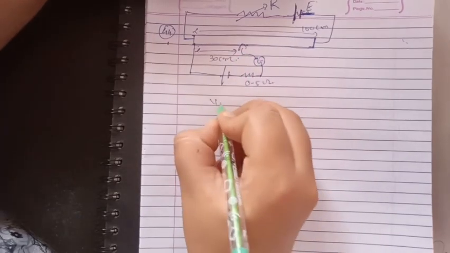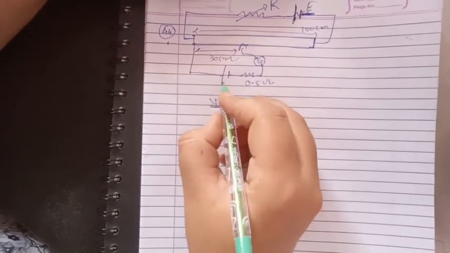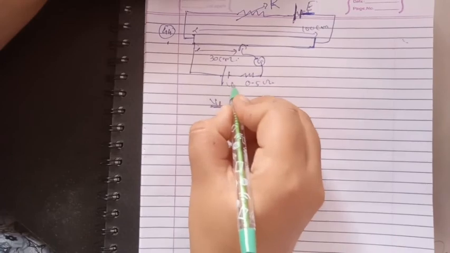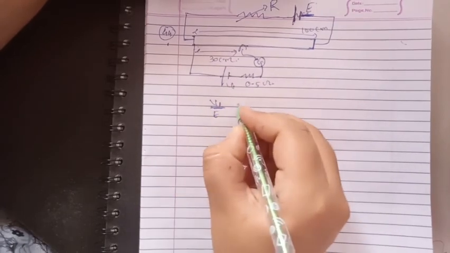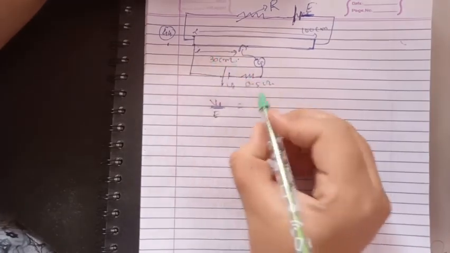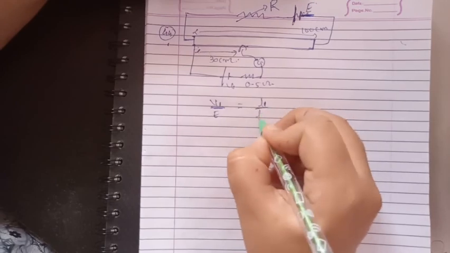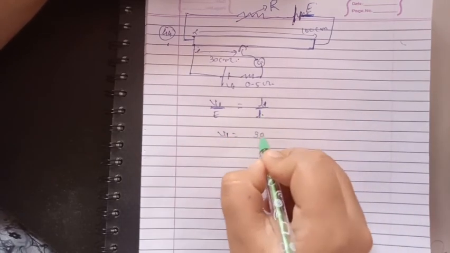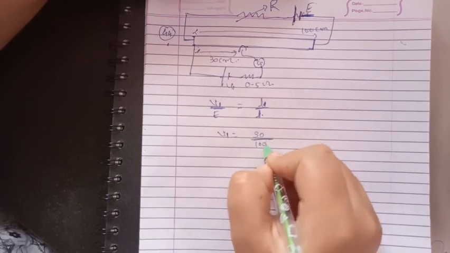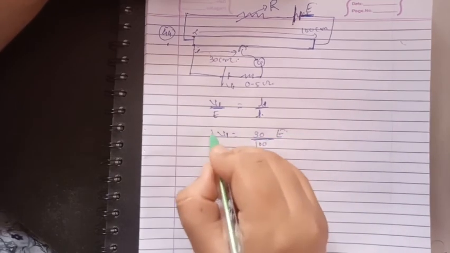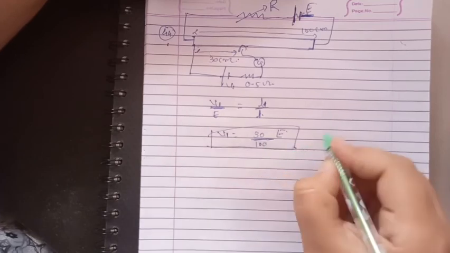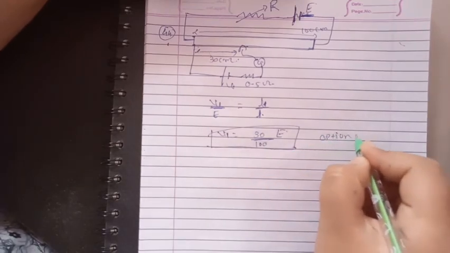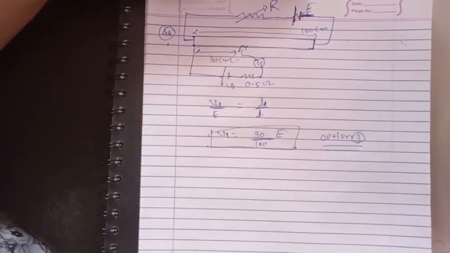Here simply we can write, let's say the EMF of the battery is V1. So V1 by E is equal to L1 divided by the total length L. So V1 will be L1, which is 30, divided by 100 into E. So option 3 is the correct option.